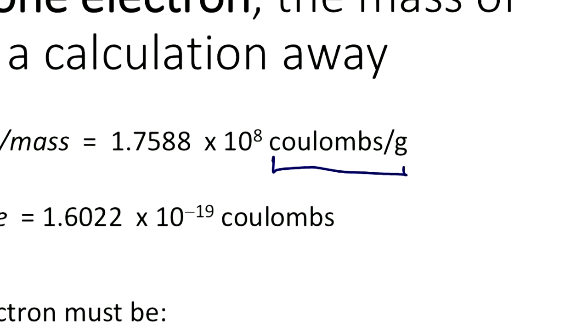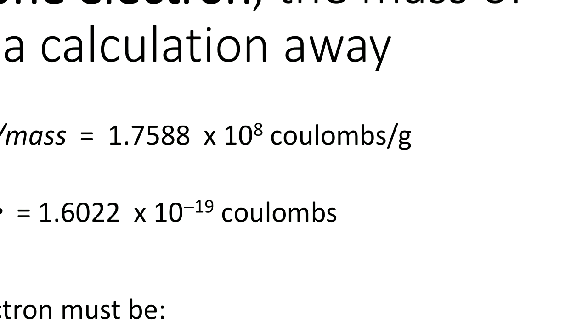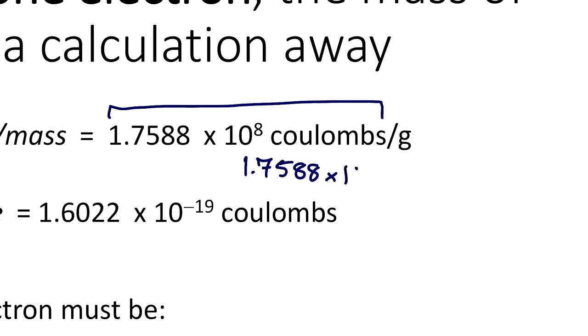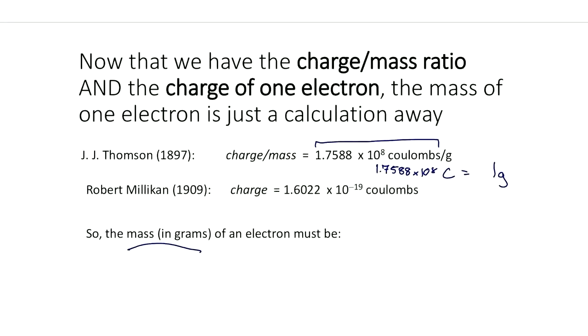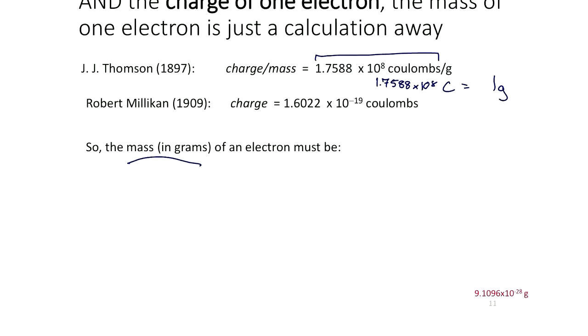So remember how we do that? We take the top unit, so 1.7588 times 10 to the 8 coulombs is equal to what? Equal to 1 gram, yep. And so that's the fraction that we will use to get wherever we want. So let's take the other piece of information that's not an equality and start with that. So 1.6022 times 10 to the negative 19 coulombs.